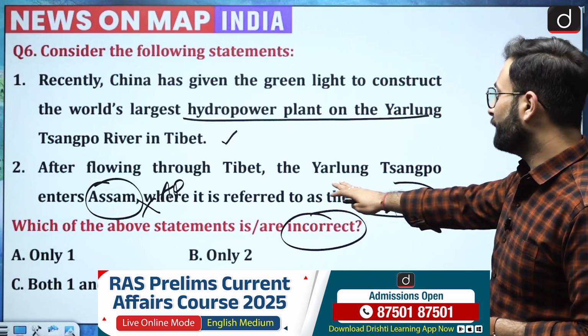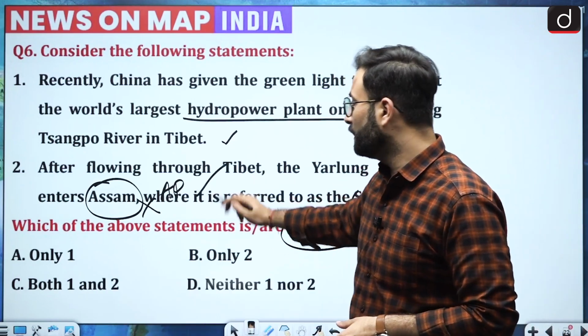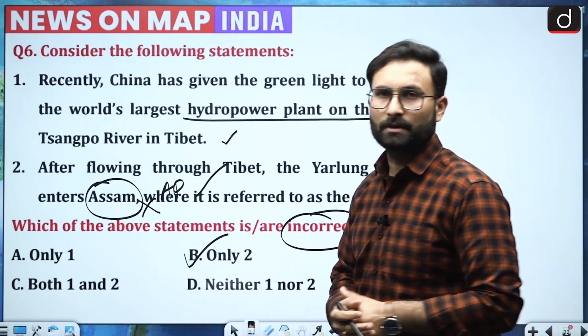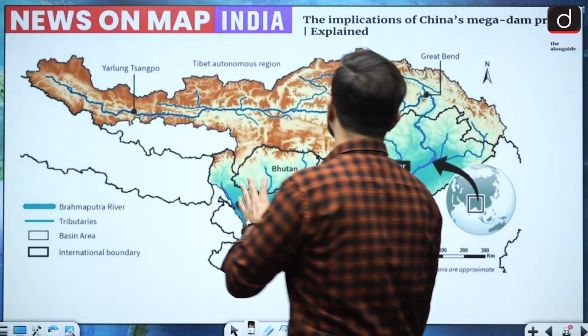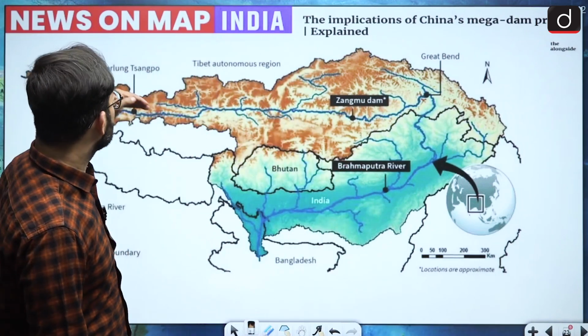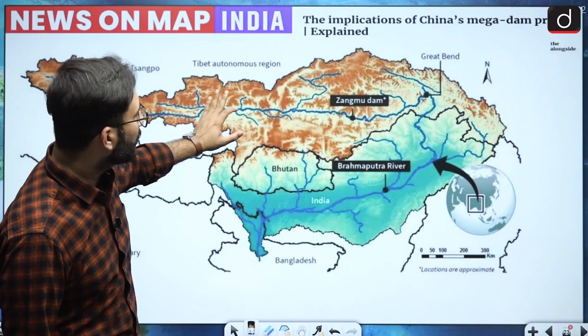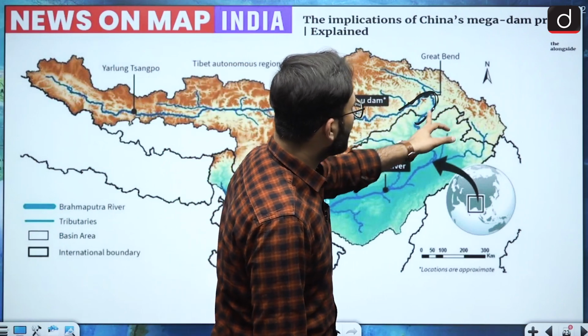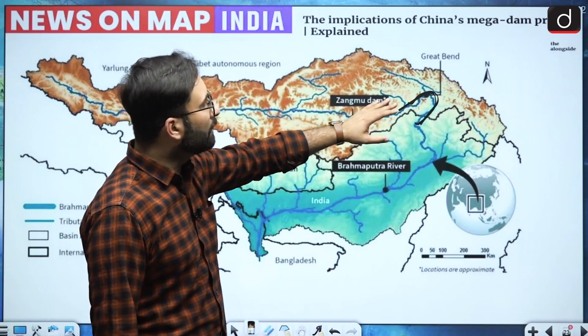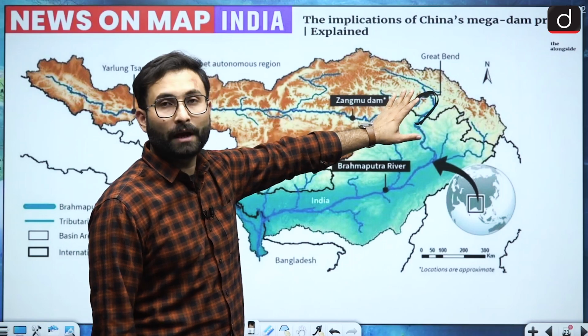So when we are talking about the incorrect statement, so only two, option B would be your right answer over here. Okay, now let's come and see the map over here. Now when we are talking about the Yarlung Sangpo, so here this is the river Yarlung Sangpo, which is starting, and then ultimately it is having a U-turn over here, the Great Bend, and China is trying to build 4 dams over here.